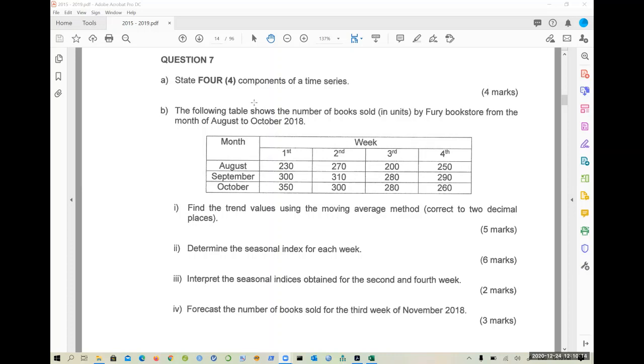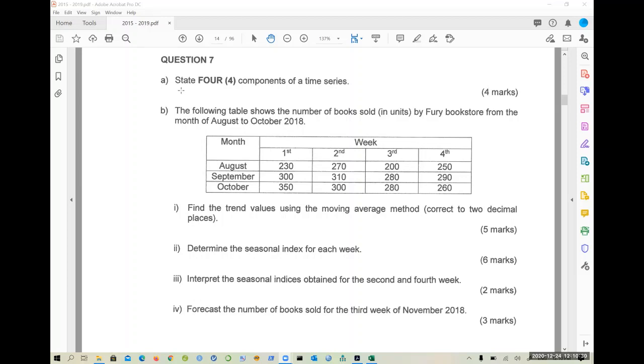Very simple. Dapat 4 markah, mudah je kan. So trend, seasonal, cyclical, irregular. So dapat 4 markah. Okay, sebab dia tak suruh explain pun. Sebab dia katakan state. So bila state maknanya kita just nyatakan sahaja tanpa apa-apa penerangan.